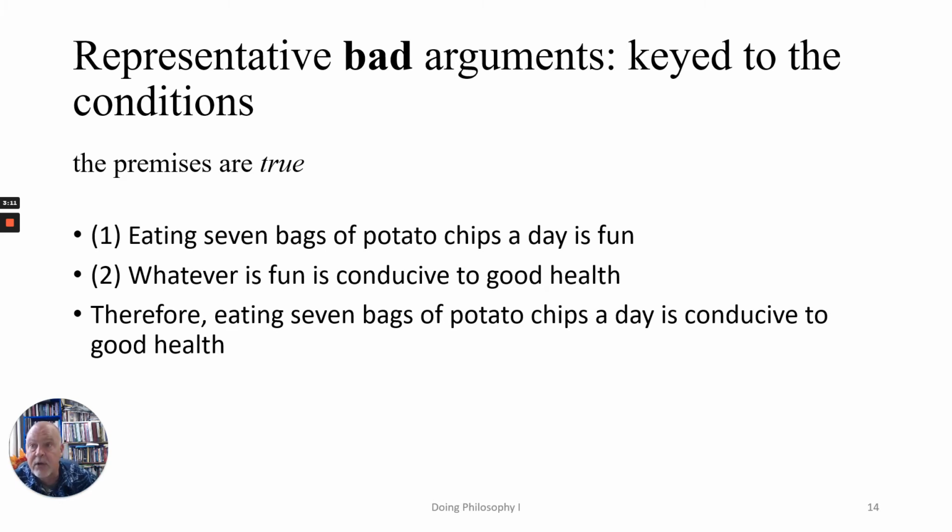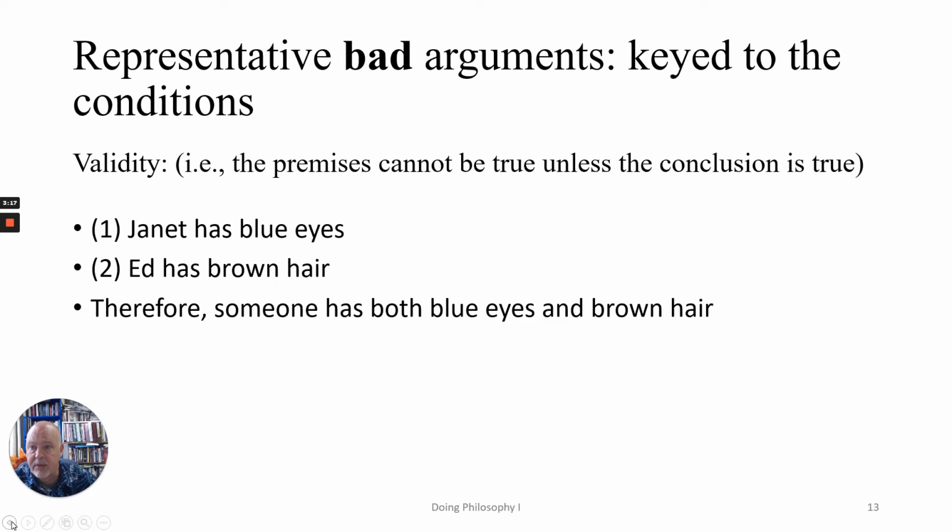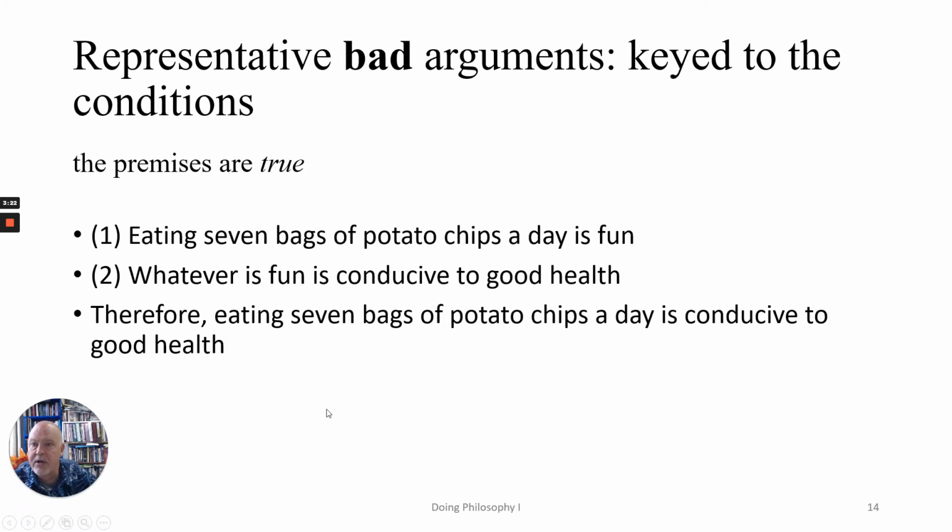Okay, so here we don't have true premises at all. Previously we were assuming that the premises are true, but the conclusion doesn't have to be true. Here, if these premises were true, the conclusion would be true, but the premises are not true. Again, particularly number 2.